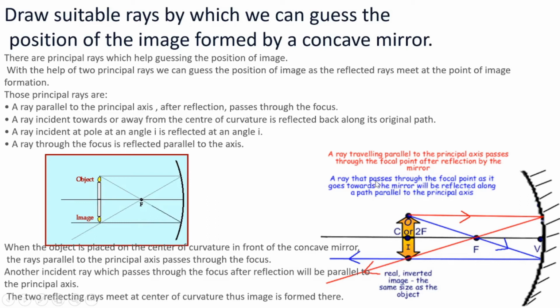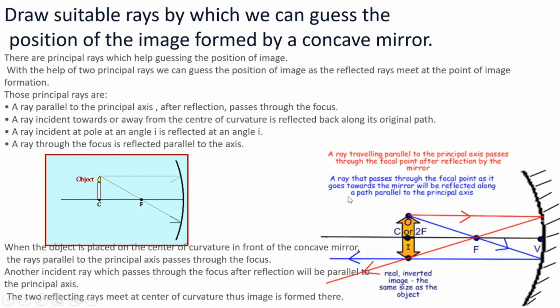Now let's see. The ray that passes through the focal point as it goes towards the mirror will be reflected along a path parallel to the principal axis. One more ray is passing through the focal point. This ray is passing through the focal point, that's why it is reflecting towards the focus, and these two are meeting at the focal point, and this gives our image.